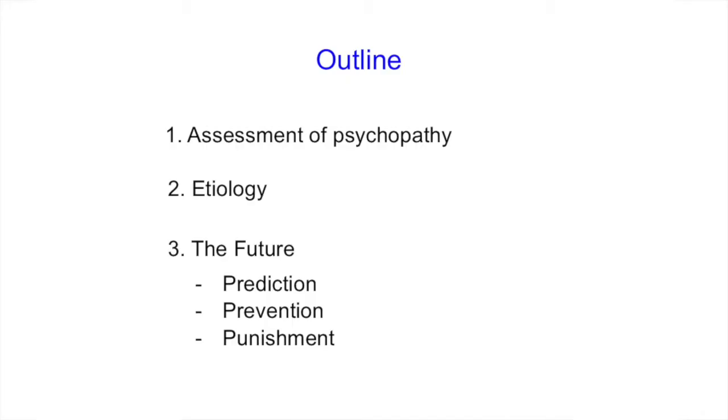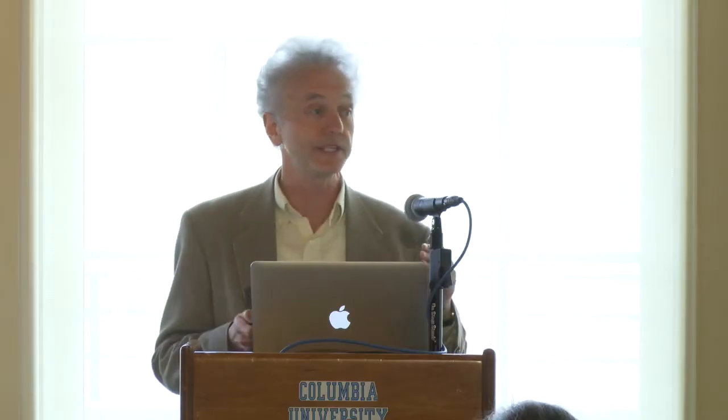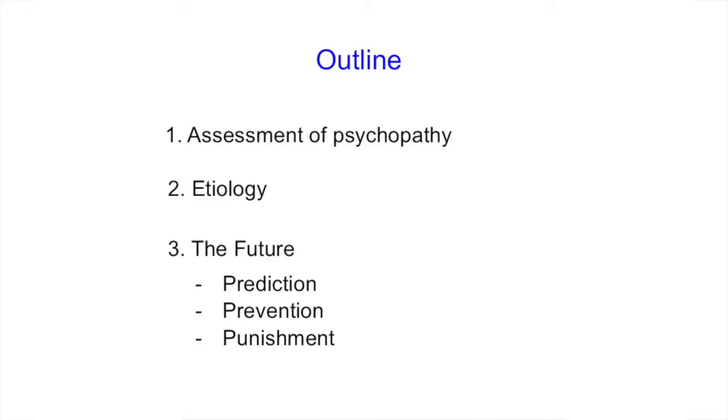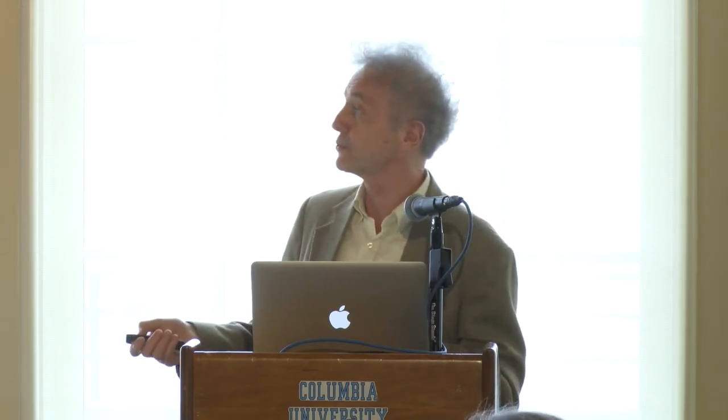But to begin with, I'll briefly talk about how we assess psychopathy very quickly, because I know this is a very broad interdisciplinary audience, and my talk is going to be very broad and general. I'll then move on to talking about etiology. And then what I've sort of added in a little bit is looking at the future, looking to see where things may or may not go, as the case may be, in terms of prediction, prevention, and also punishment. But I'll start first with how we assess psychopathy.